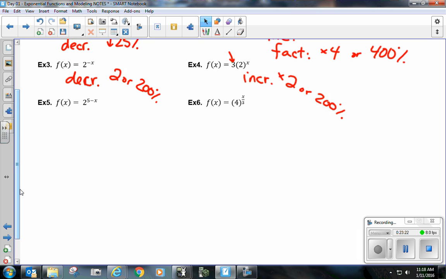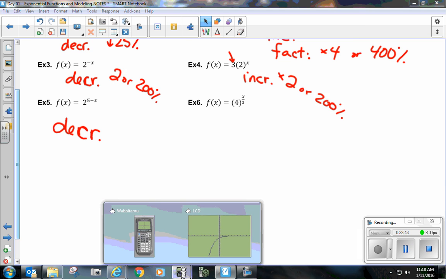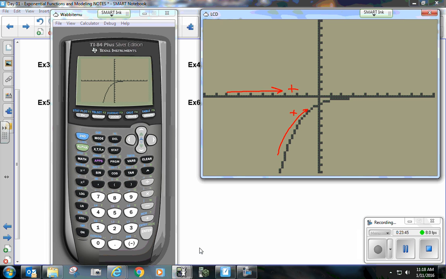Now, decreasing. Very good. I think we should take a look at this graph and see what percent it goes up or down. Because it might be 2. Okay, but then there's that 5 minus x. You see what I'm saying? Let's take a look at this. Let's try to figure this one out algebraically.